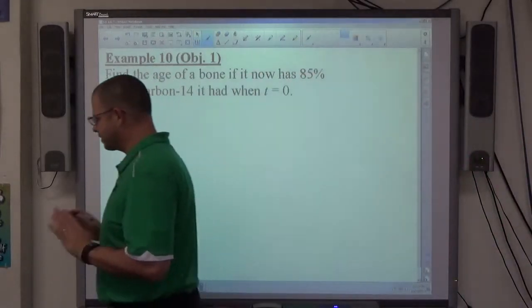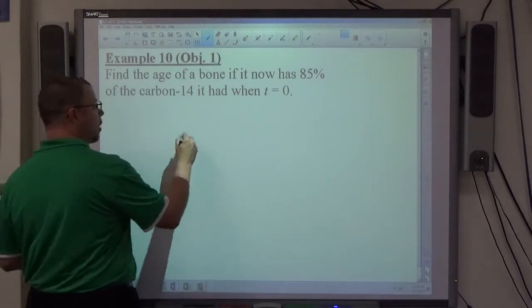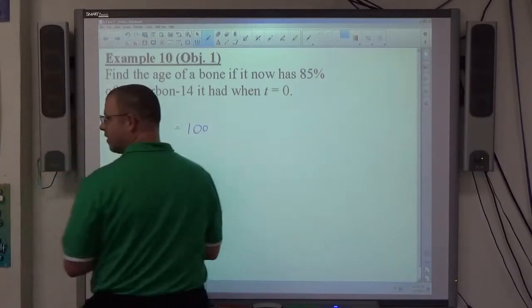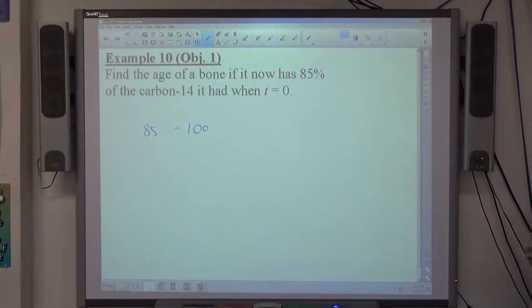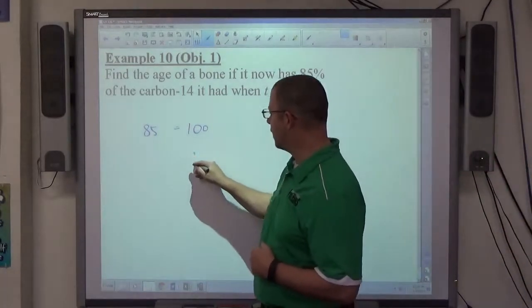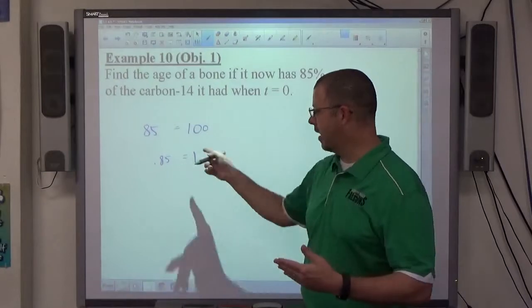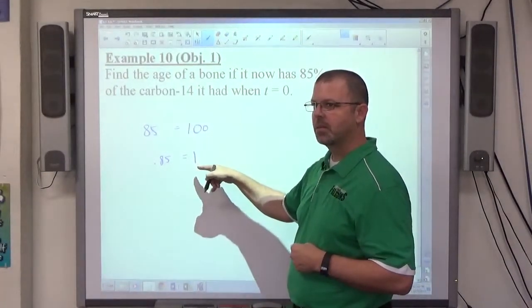So what we want is the final amount to be 85% of the initial amount. One way of doing that is to start off with 100 for the initial amount, ending up with 85 for the final amount. That's 85% of 100 is 85, right? Another way of doing that is to start off with 1 to begin with and 0.85. Take your pick. They're both 85% of this. I prefer to go with 1 personally.